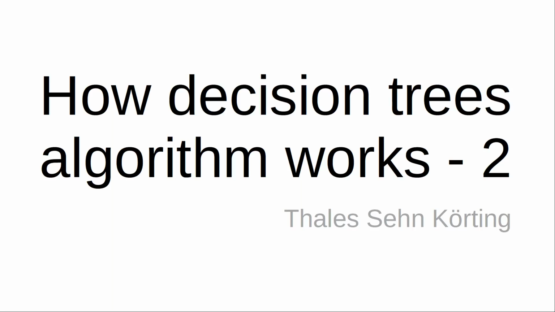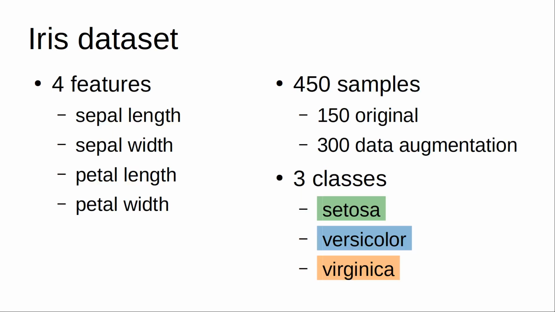Hello, my name is Thales Korting, and in this video I will show again how the decision trees algorithm works. I'm calling this part 2 because in the past we already explained in part 1 the use of the formulas for gain and for the entropy, and how we split the problem into sub-problems in order to classify a specific data set. We are going to use this well-known data set, which is the Iris dataset.